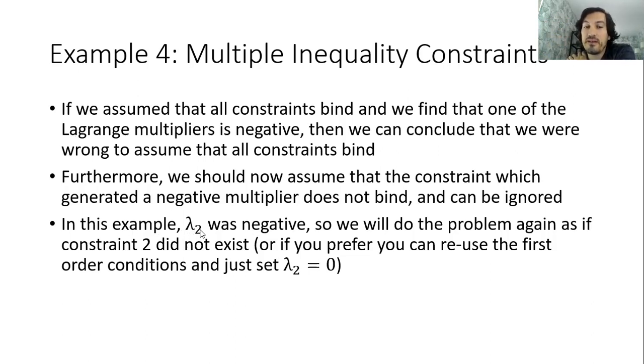And since we found lambda 2 is negative, actually Kai got this right away. Lambda 2 is negative, so set lambda 2 equal to 0. She was paying attention because that's what I had said earlier in the lecture. And that's how you proceed.